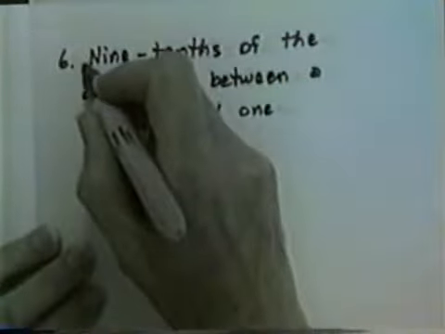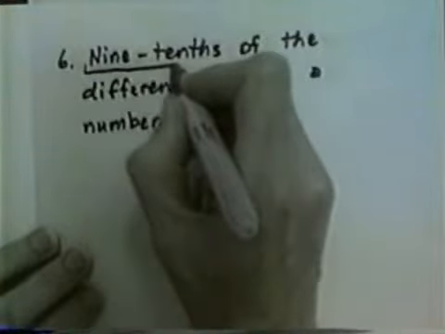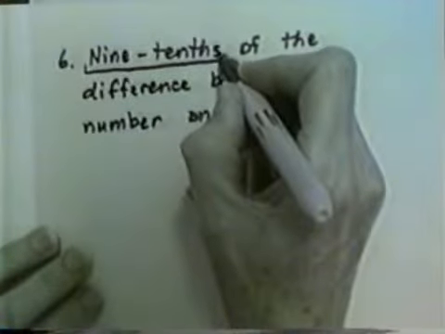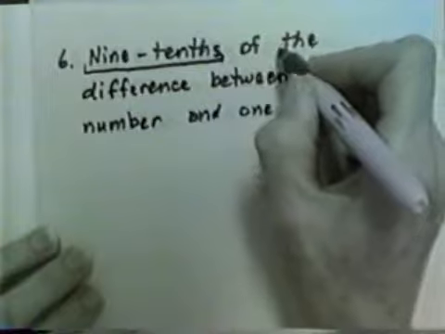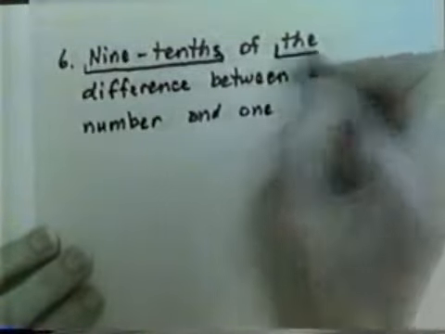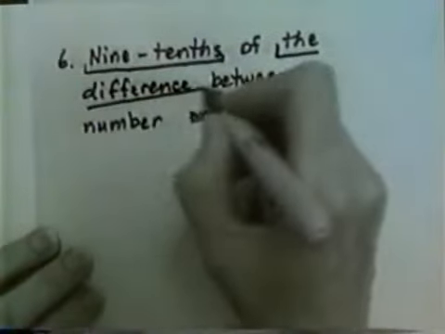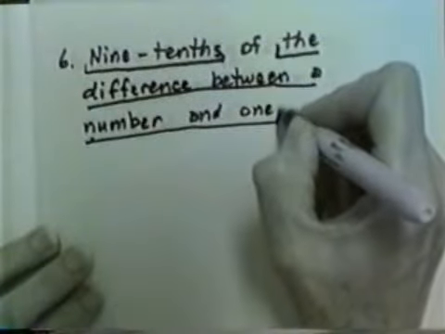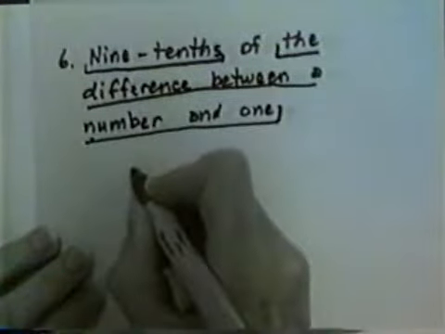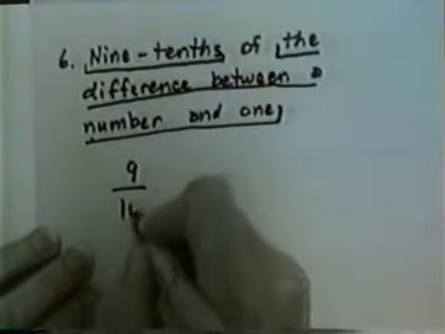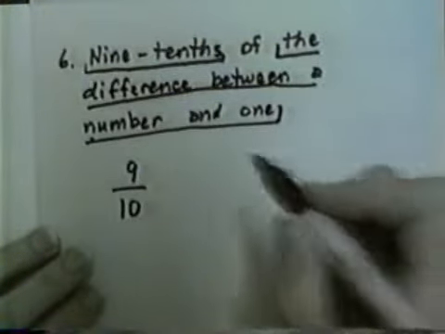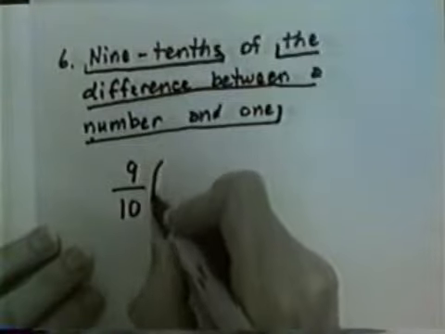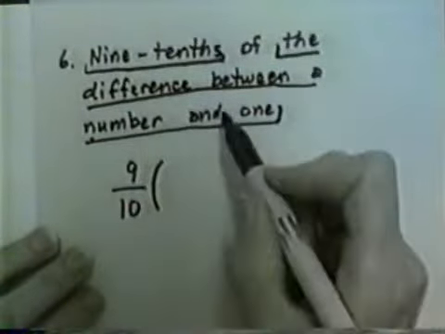So we'll write the fraction 9/10 multiplied by what follows, which is the difference between a number and 1. 9/10 of, which is times, the difference between a number and 1.